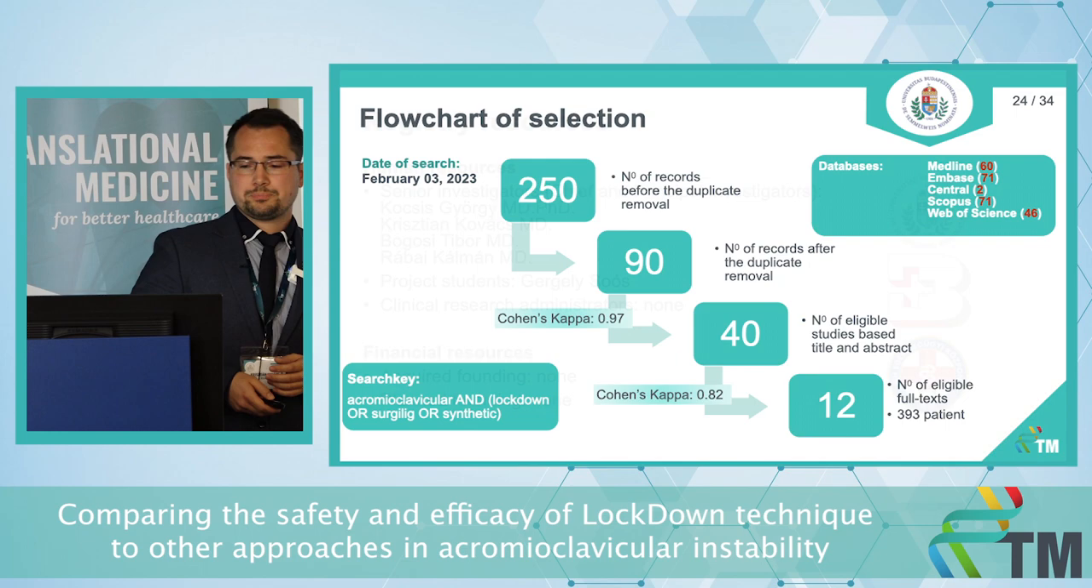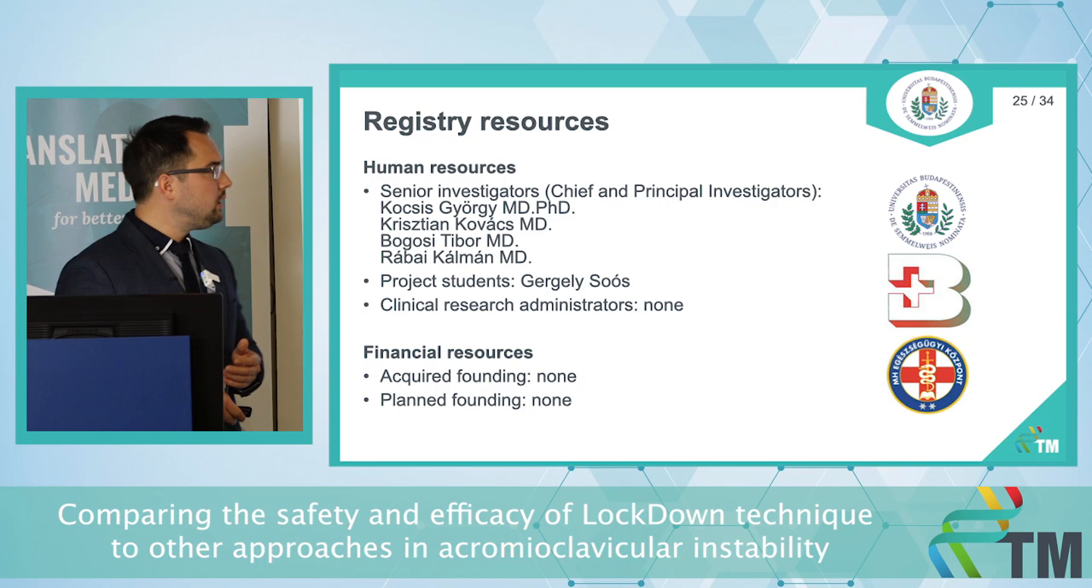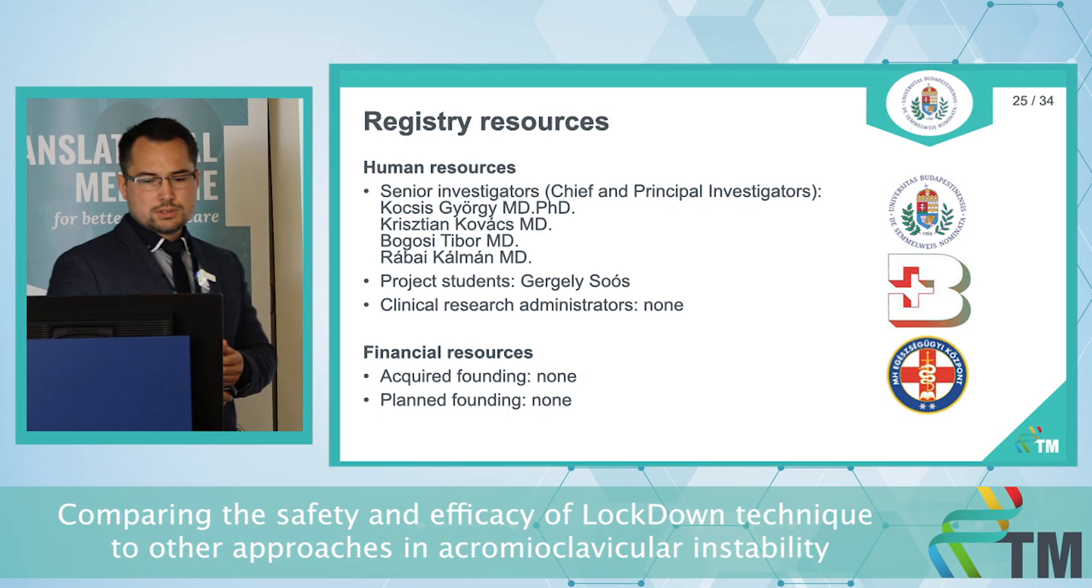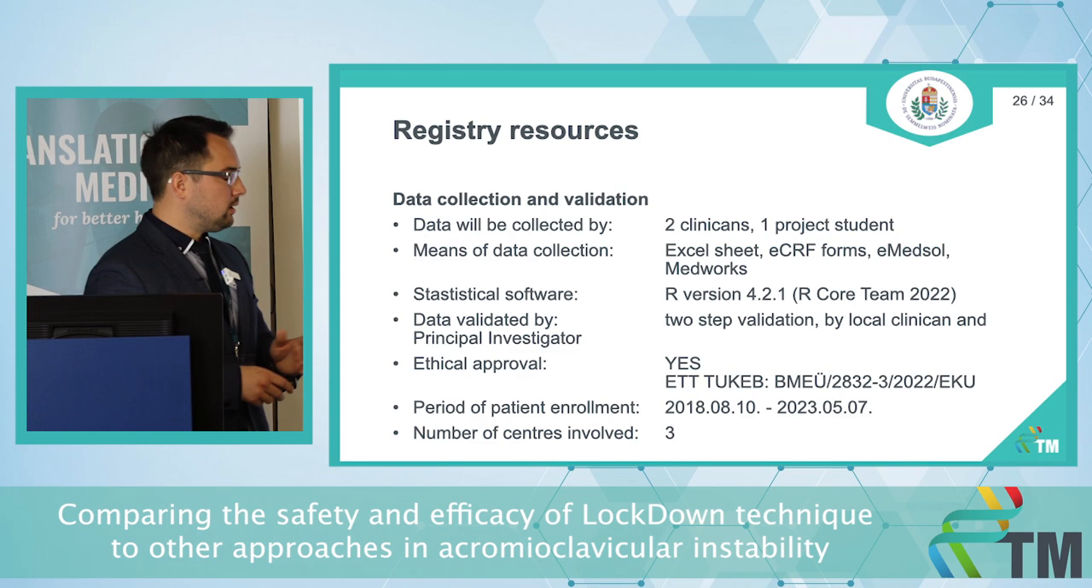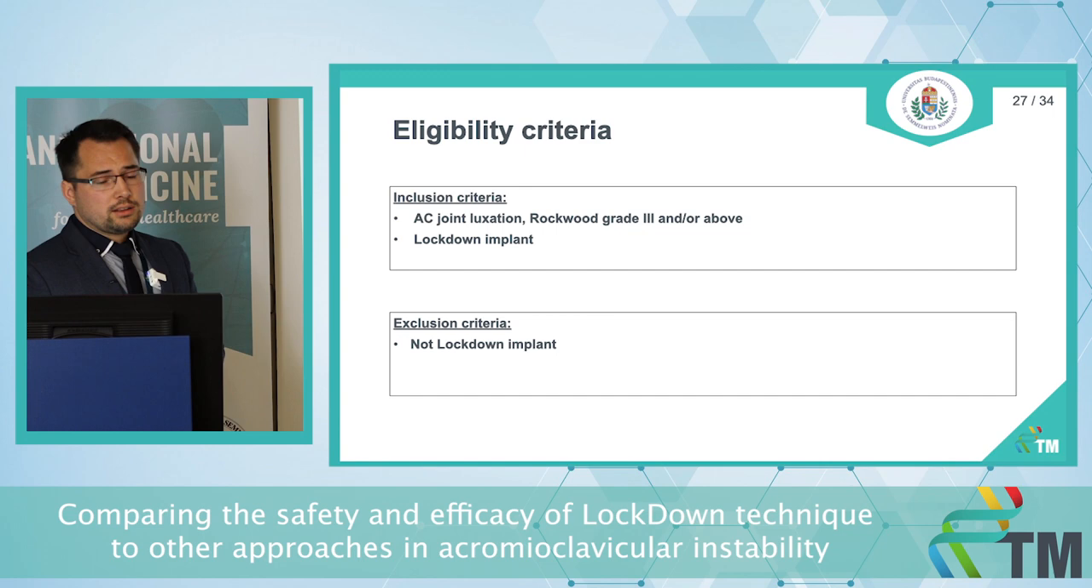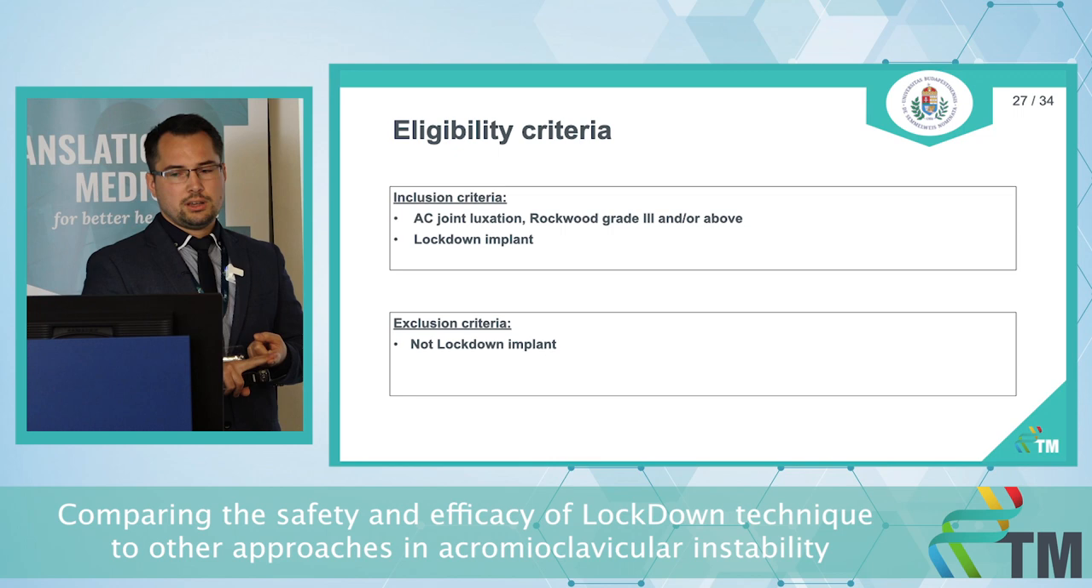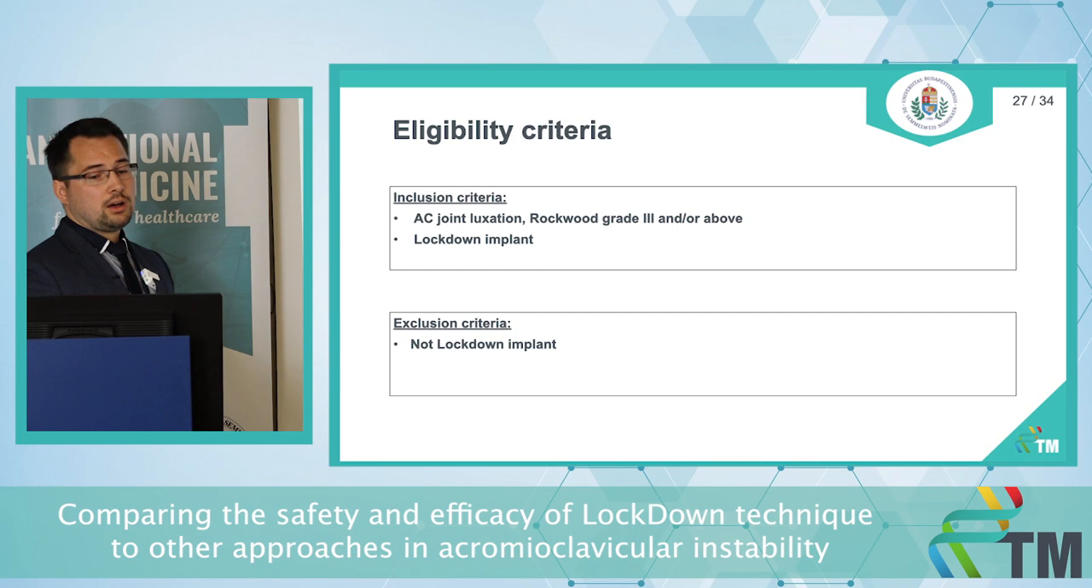In the retrospective study part, we conducted the search in 3 major Hungarian institutes, and we collected and validated the data by the local clinician and the principal investigator in our institute, and we had all the ethical approval before this study. The inclusion criteria for the patients were that they had AC joint luxation that was grade 3 or higher by the Rockwood classification, and where they all used a lockdown implant in the management.